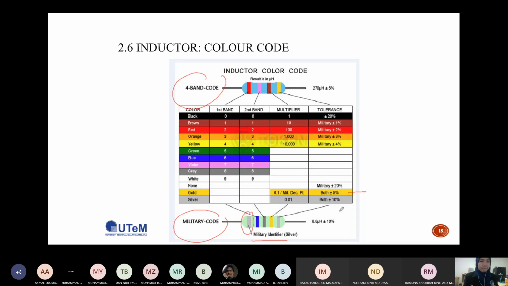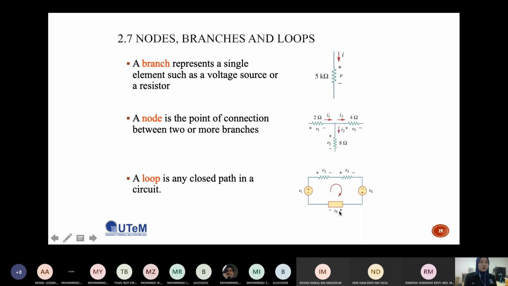Okay, so any questions? No questions. If no questions, then we will proceed with the last subchapter for today, which is nodes, branches, and loops.